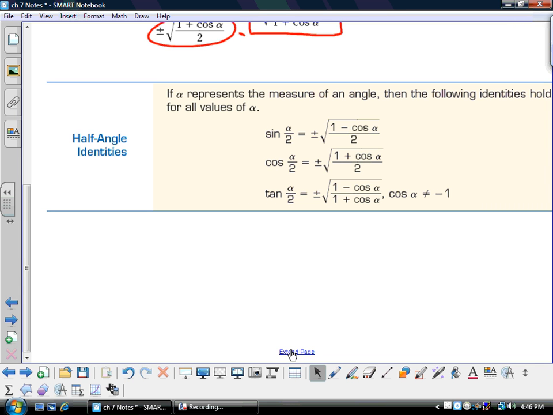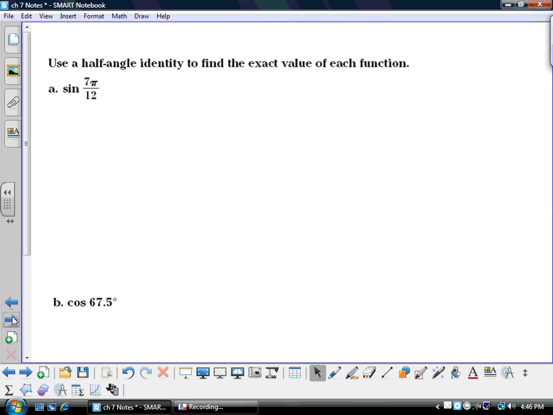In each case, there's a plus or minus out front, and in each case, we're going to decide whether we're using the plus or minus based on which quadrant we're in. Some examples on how to use those formulas to figure things out. Use a half-angle identity to find the exact value of each function.